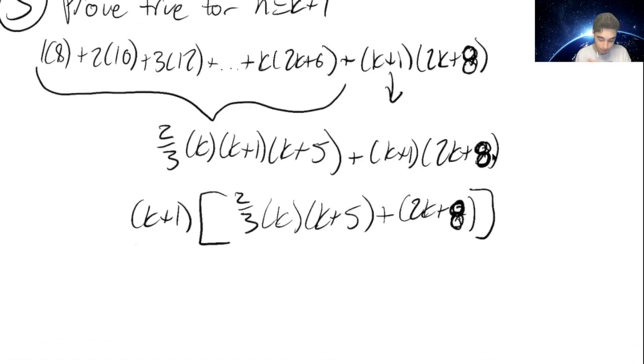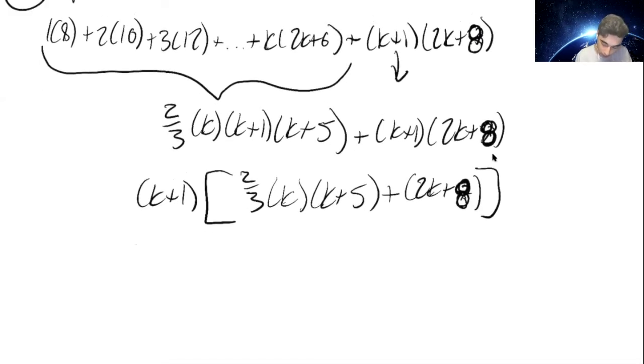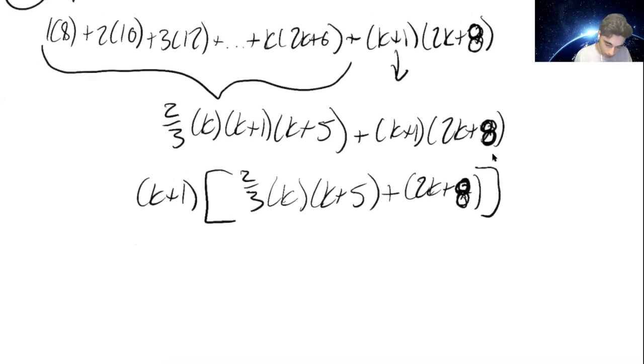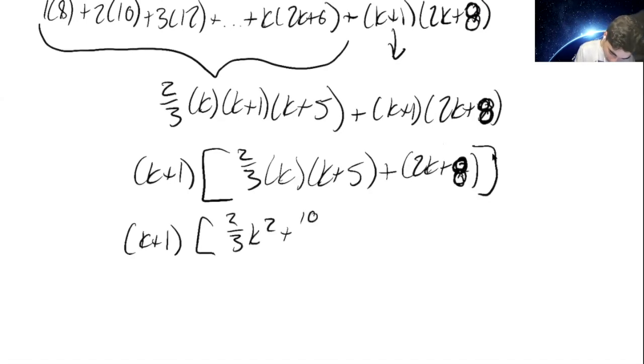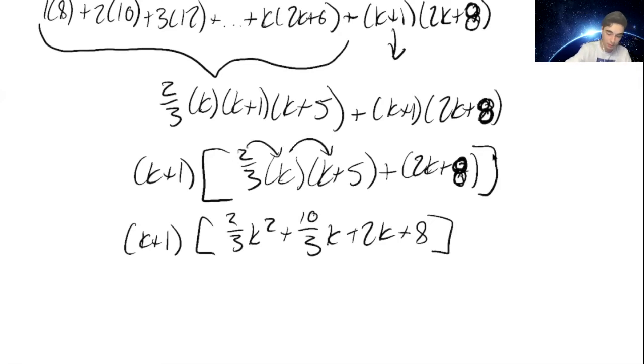Now, what else can we do? We can multiply in. So what do we have? If we multiply everything within those brackets we made, we get k plus 1, 2/3 k squared, plus 10 over 3k, plus 2k, plus 8. That's just by multiplying these together, and then this to that. That's all you're doing, just multiplying those.